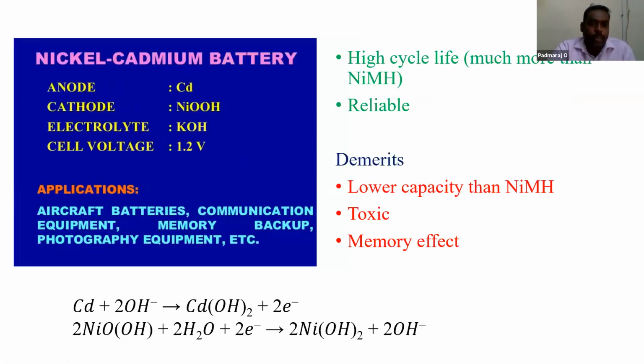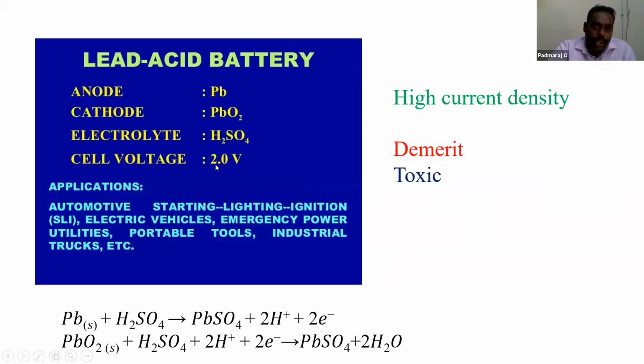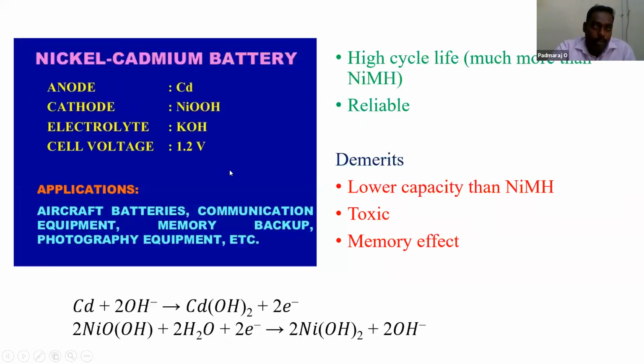Okay, so even the nickel cadmium battery. What is the configuration of the nickel cadmium battery? What is the anode? Anode is cadmium, cathode is nickel hydroxide. Then electrolyte KOH, potassium hydroxide, cell voltage 1.4. So the lead acid battery is 2 volt, and compared to the lead acid battery, the nickel cadmium battery has lower voltage.